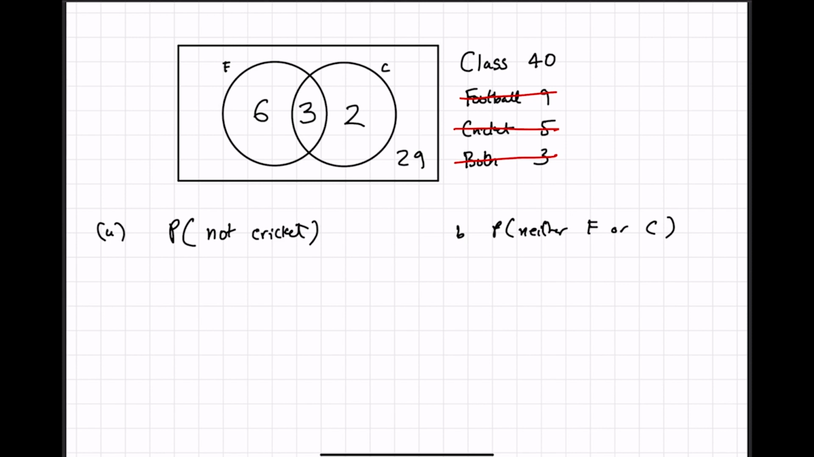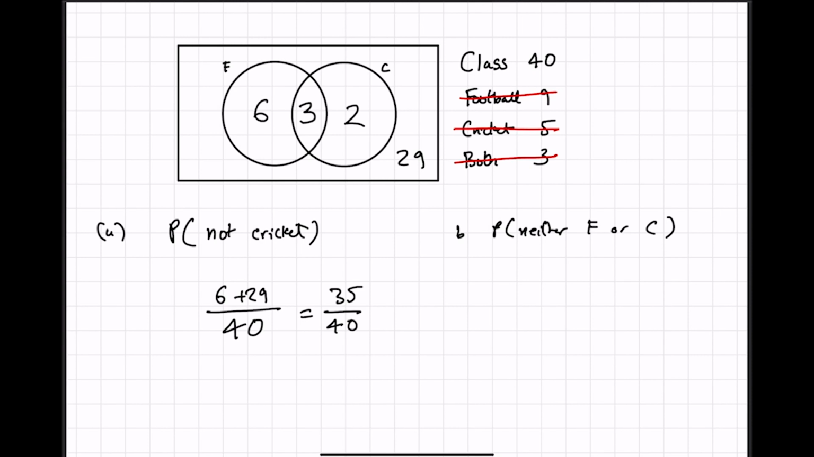So what's the probability that you're not playing cricket? Well, there's 40 people in my class in total. And what's the chance that you don't play cricket? Well, either it's people here or people here. So the people who only play football and the people who play neither. And that's 35 over 40. So that was pretty simple to do, nothing too hard to understand there. And that's pretty much it for that.